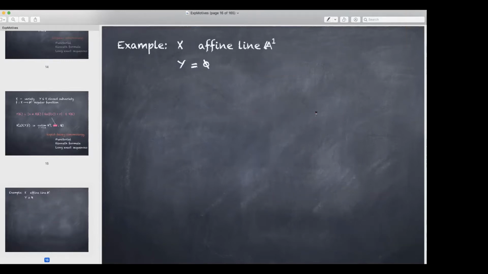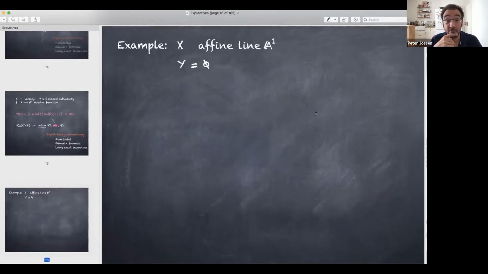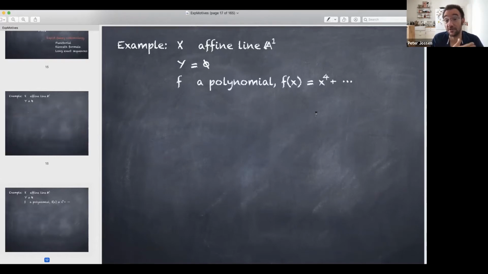Let's look at the example here. For my variety, I'm taking the affine line. The subspace Y, I'm taking it empty, and so a regular function on the affine line is just a polynomial. So let's choose one of degree 4 with a monic dominant term.